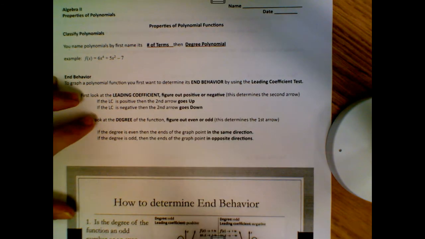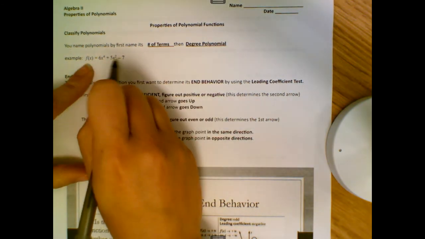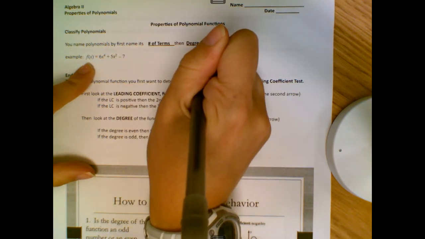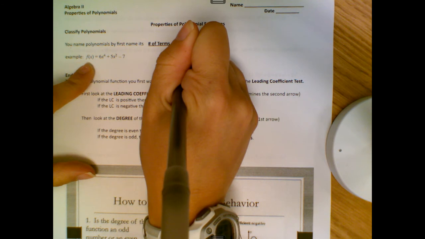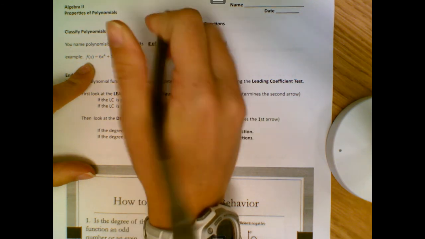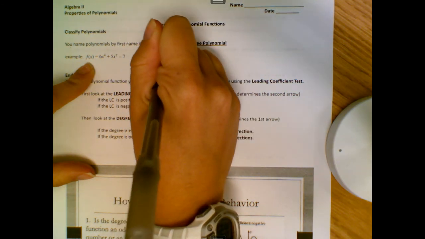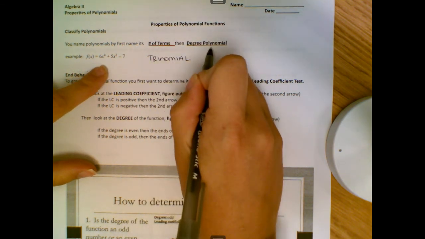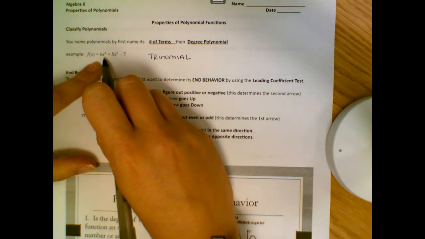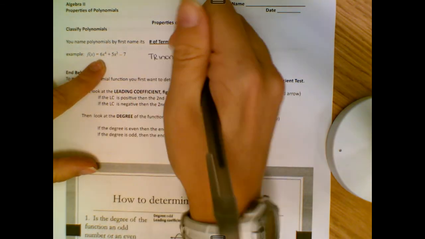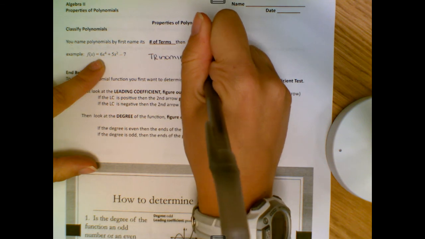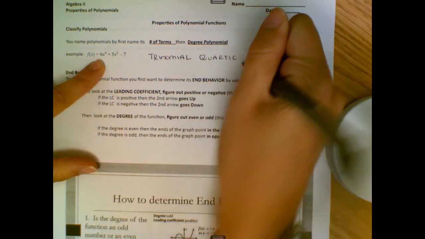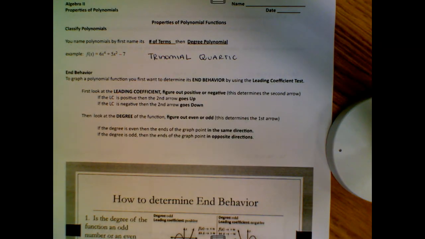So for this one, this is how you name it. Number of terms: 1, 2, 3. So 3 is a trinomial. So it is a trinomial and a number degree polynomial. So this is the 4th degree, which is quartic. So a trinomial quartic polynomial, which sounds funny.